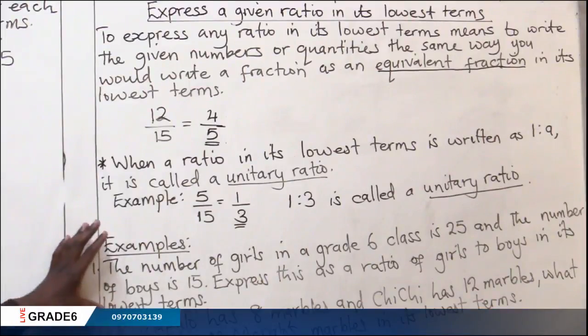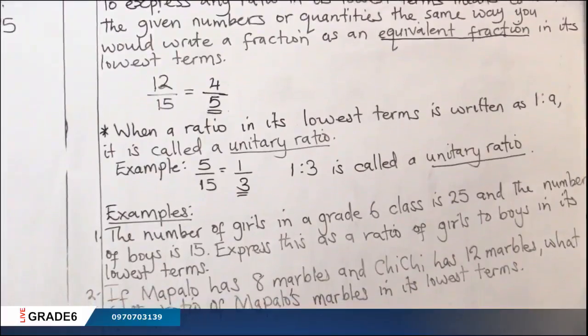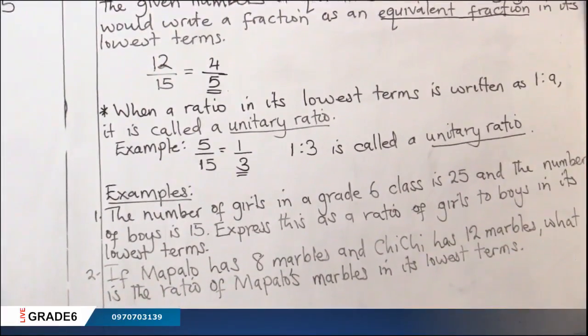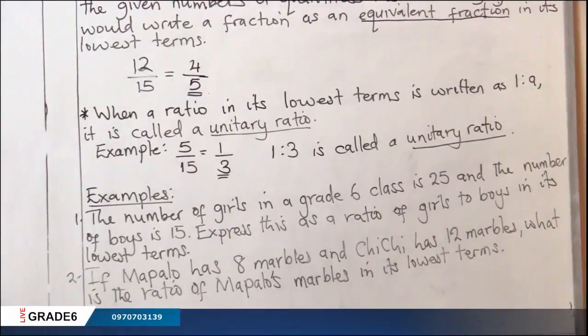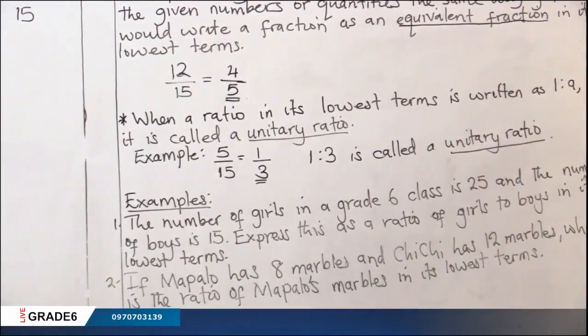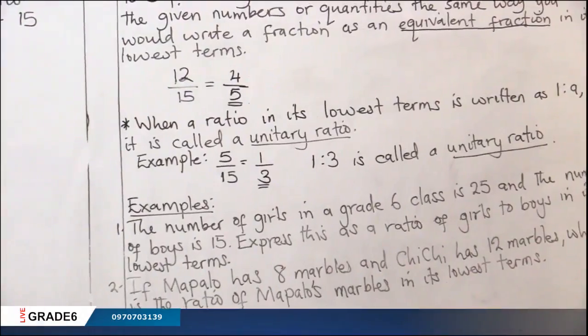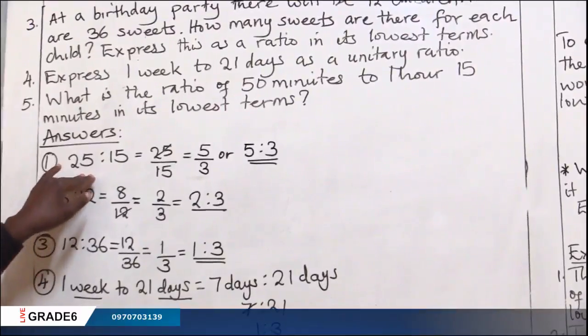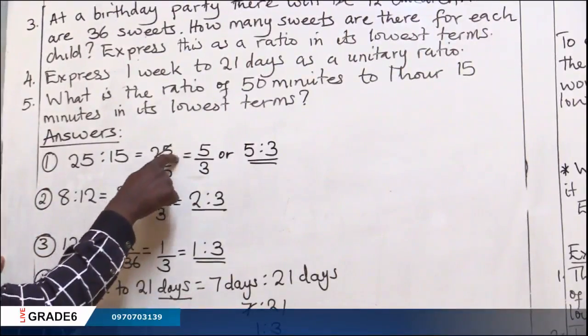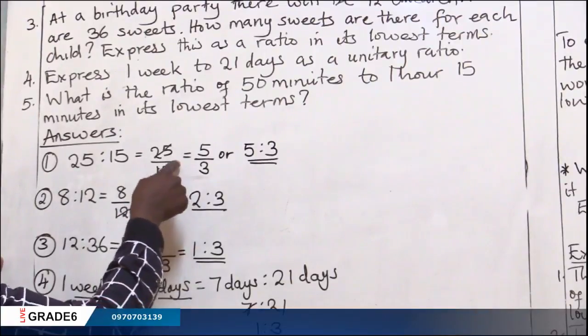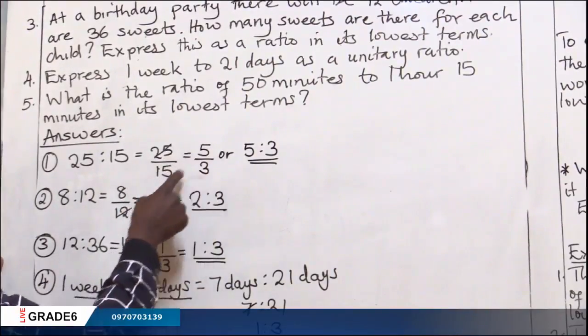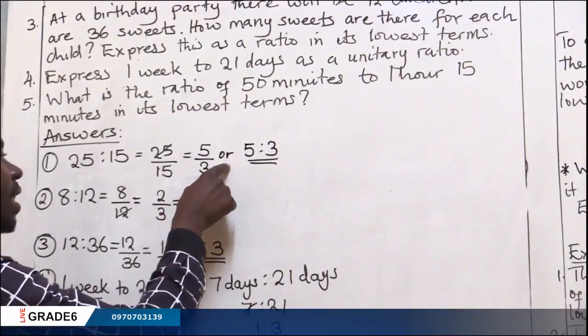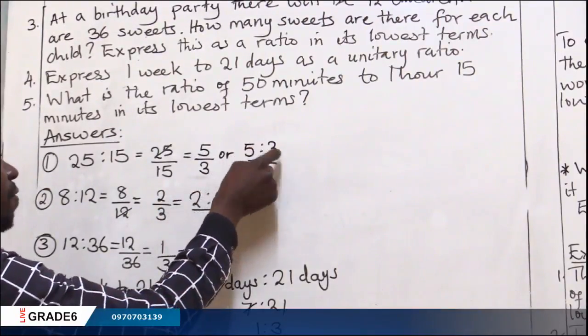And then, boys and girls, we've also looked at these examples on how we can reduce ratios to their lowest terms. The first one was: the number of girls in a grade 6 class is 25 and the number of boys is 15. Express this as a ratio of girls to boys in its lowest terms. We said that the number that can go in 25 and in 15 is 5. So 5 into 25 is 5, 5 into 15 is 3. So the answer is 5 over 3 or 5 to 3.